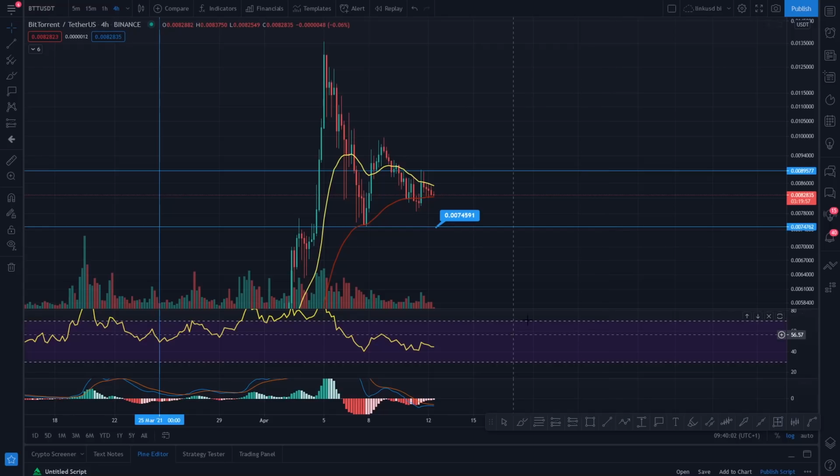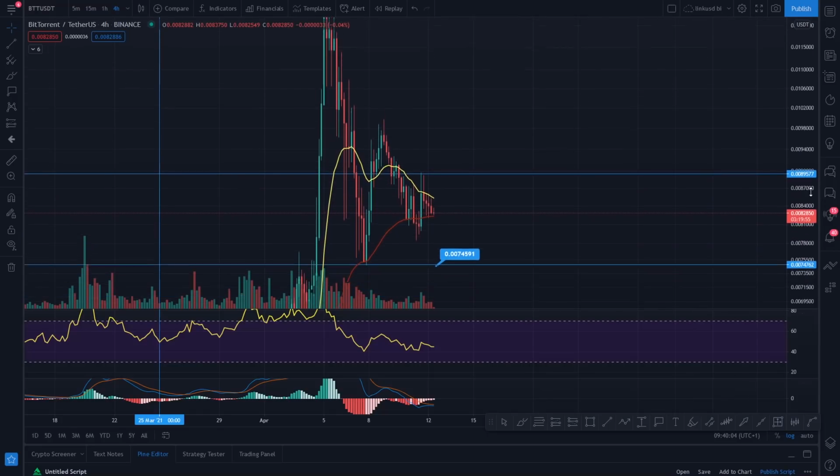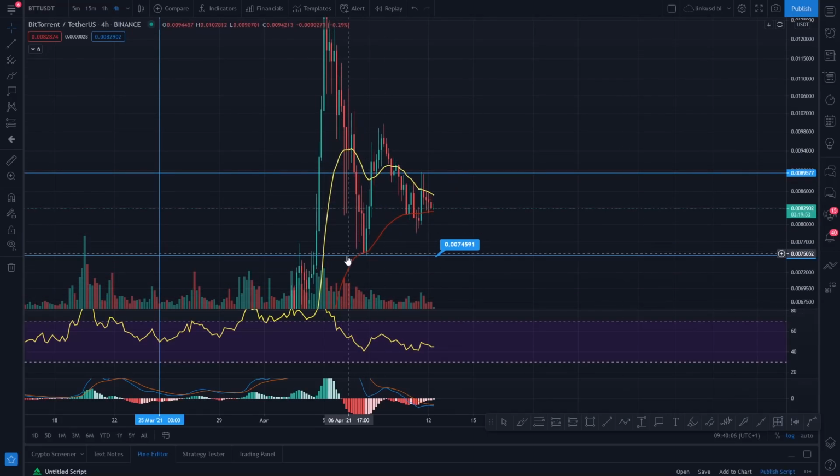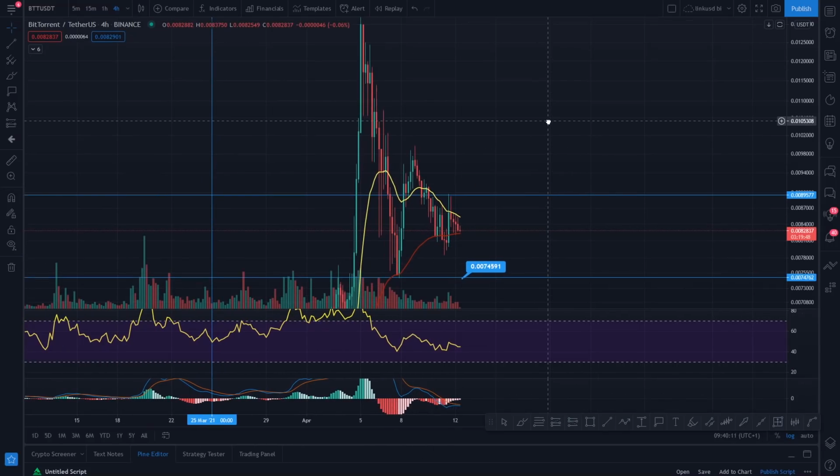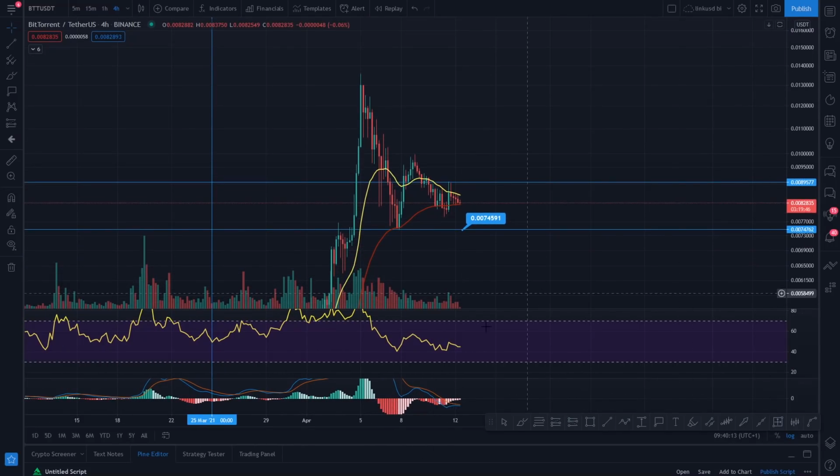So let's dive into Bittorrent then. At the moment you can see we're anticipating this higher low, and we have bounced off something there, and we will look at that in a moment. But at the moment it looks good. I know it looks relatively bearish. You've got a bit of a bearish EMA retest there.